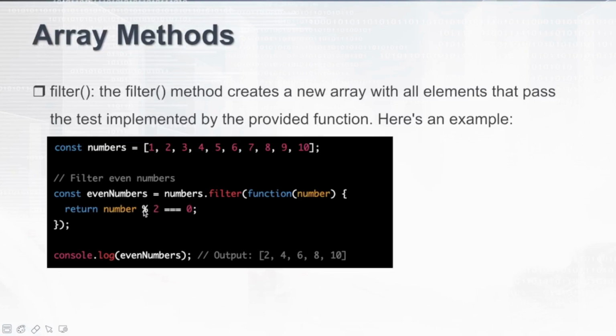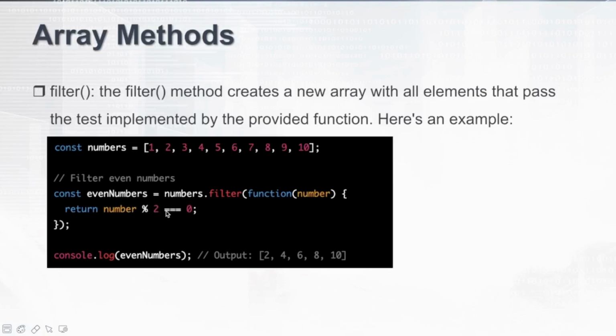So we say number modulus 2. That's just saying this will give you the remainder when you divide number by 2. So if this is equal to 0, then it means this is an even number. In that case, it's going to be returned to this new array of even numbers that will be formed, right? But if it's not, then it's not going to be returned.